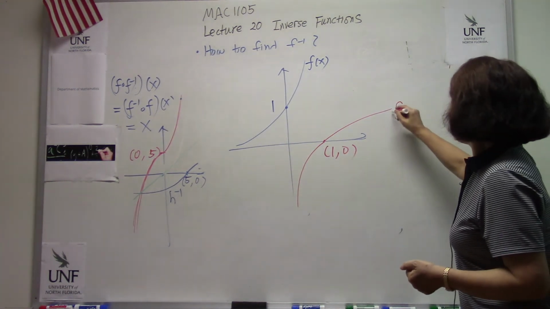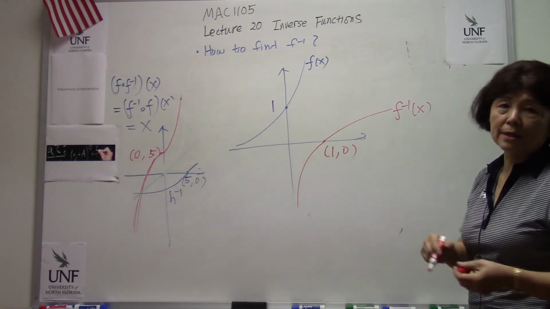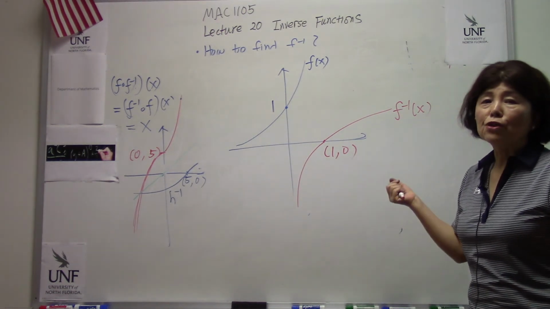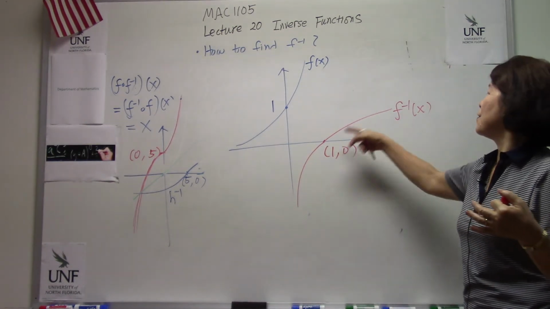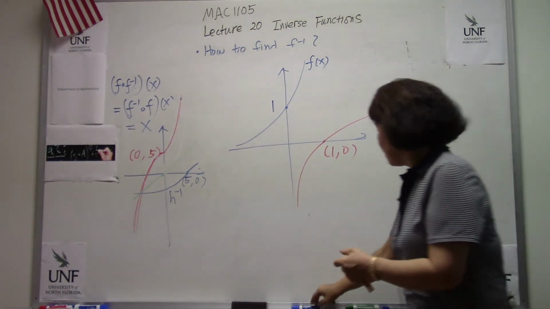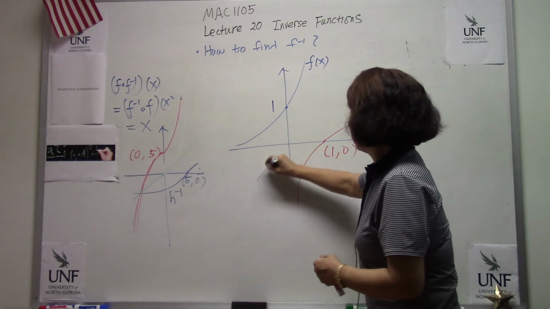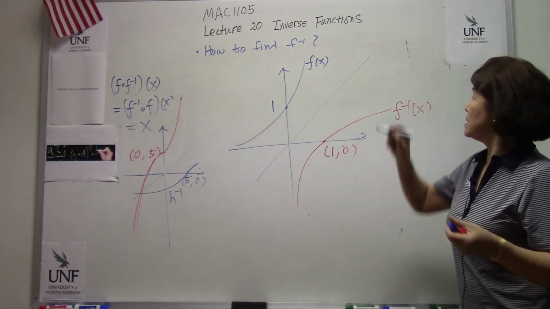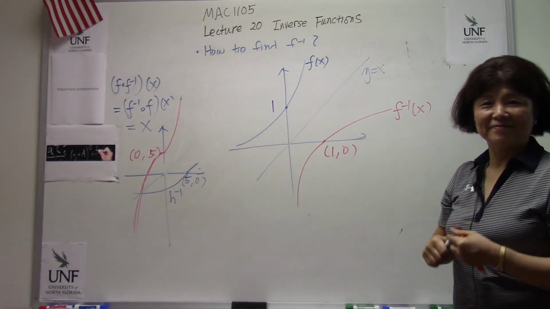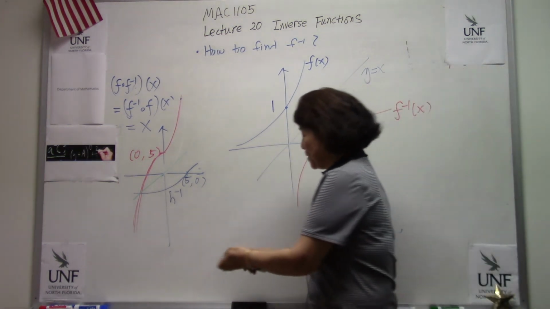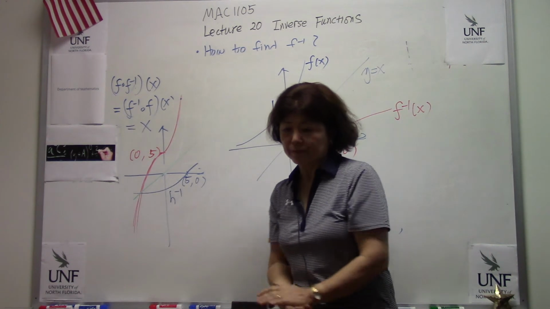We don't even know what the function is, but as long as we know the graph of a one-to-one function, we can graph the inverse function, and of course this is the line of symmetry, which is y equals x. Okay, so this concludes today's lecture.